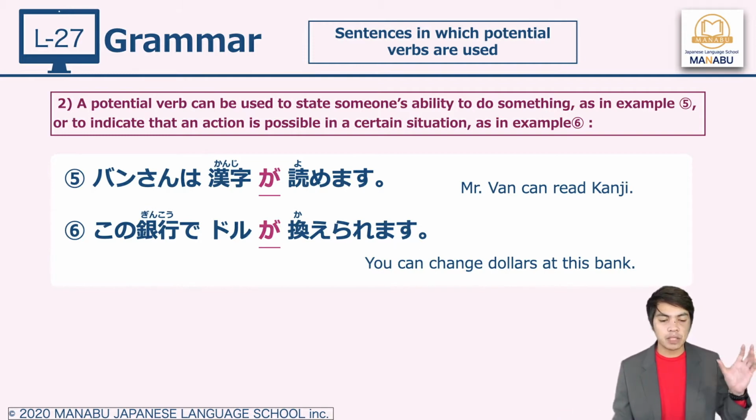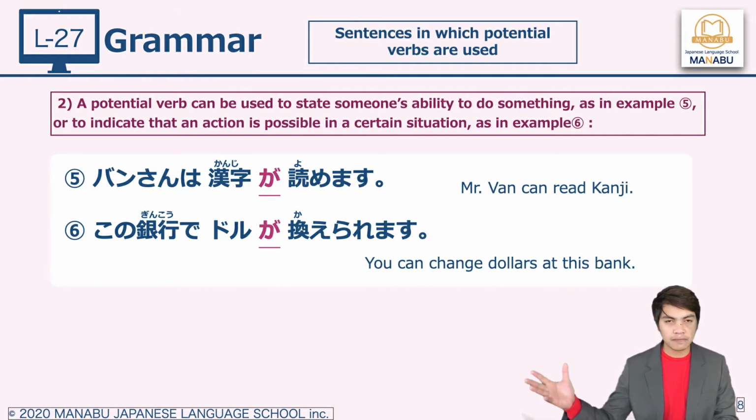From the verb yomimasu, which means to read. Now, the potential form of yomimasu is yomemasu, can read or able to read. So, Mr. Van can read kanji. So, stating someone's ability, the ability of Mr. Van. That Mr. Van can do this. Mr. Van can read kanji.